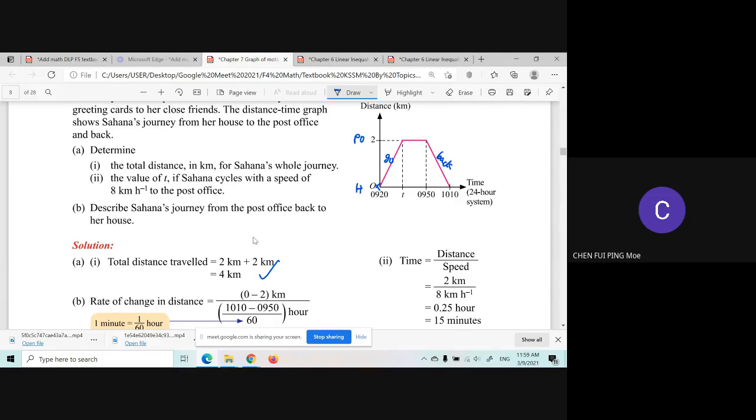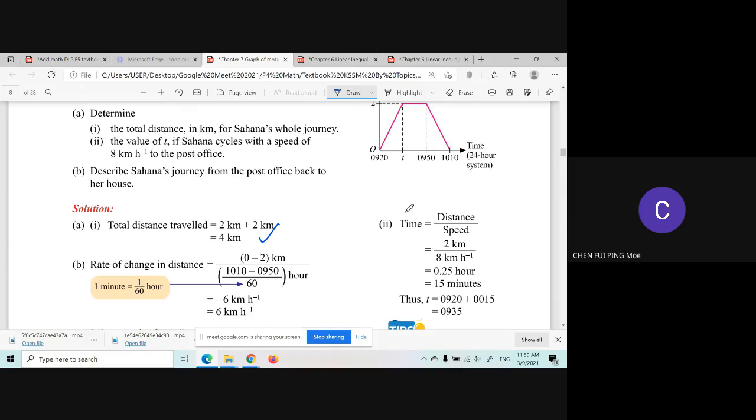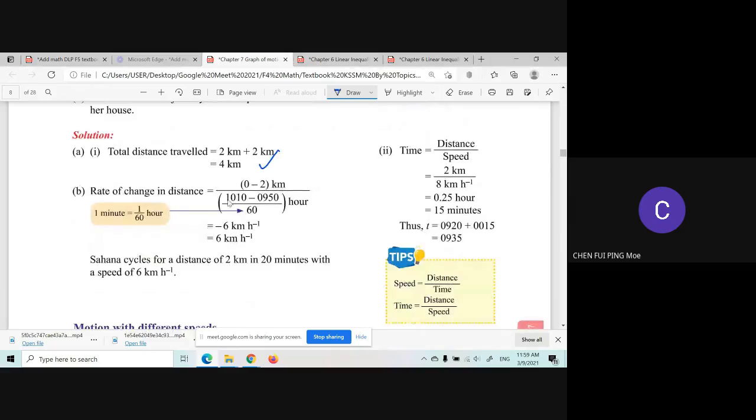Okay, question A2. Find the value of t. Okay, where is t? If Suhana cycles with a speed of 8 km per hour to the post office, find the value of t. So t is here. We are talking about rate of change, so you need to calculate the distance. The speed is 8 km per hour. So we'll calculate here first.